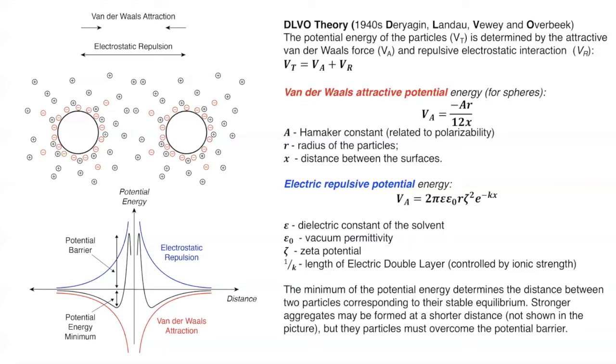Okay, and this is also exponentially dependent on the electric double layer length. Now, the double layer length is the total distance over which the electric potential decays to zero. That parameter is actually influenced by ionic strength.